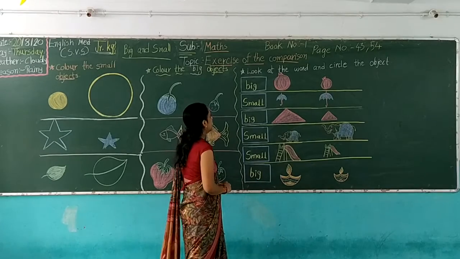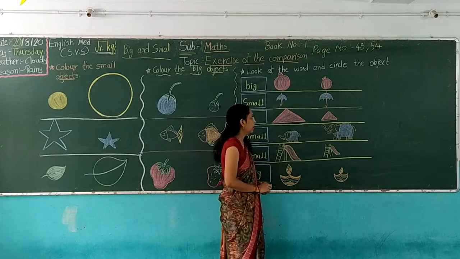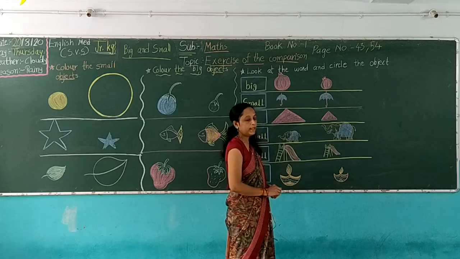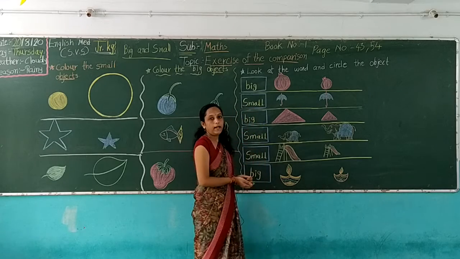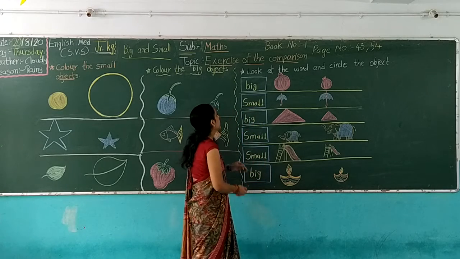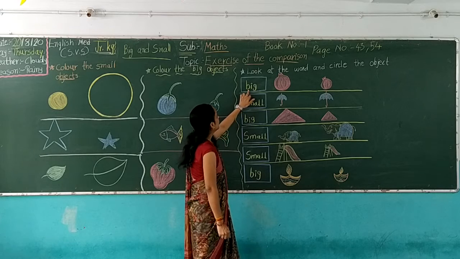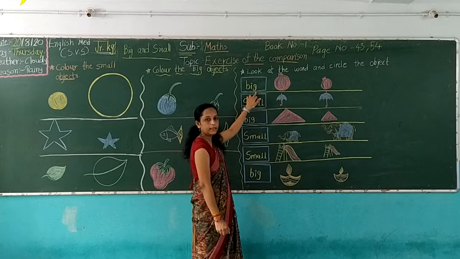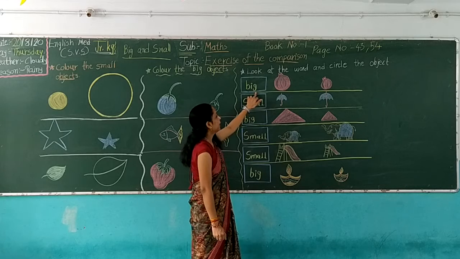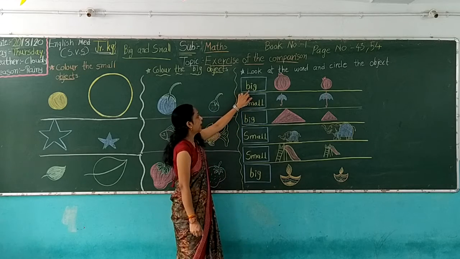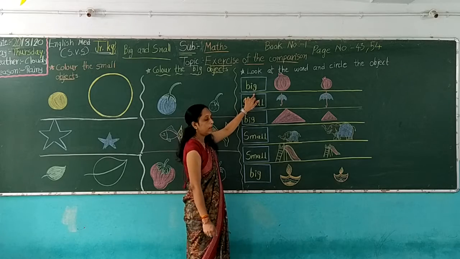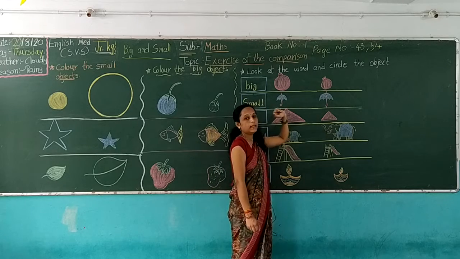Our third exercise is: look at the word and circle the object. So here I wrote, which word is written here? Read with me. B-I-G, big. Again one more time. B-I-G, big.